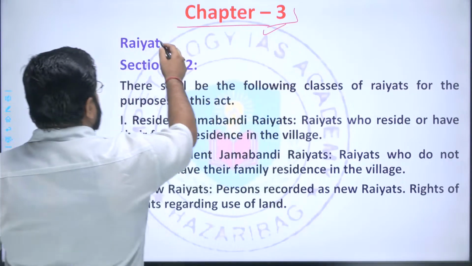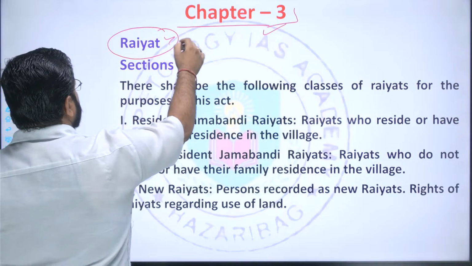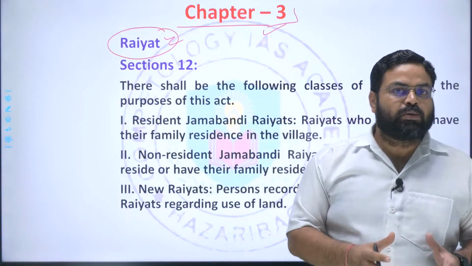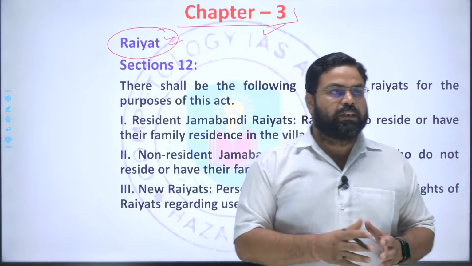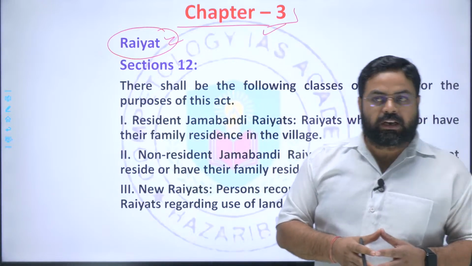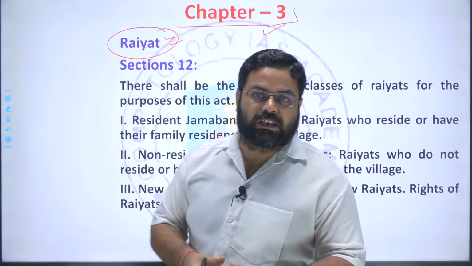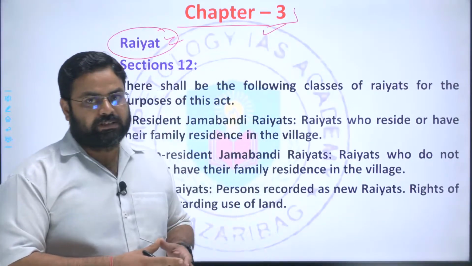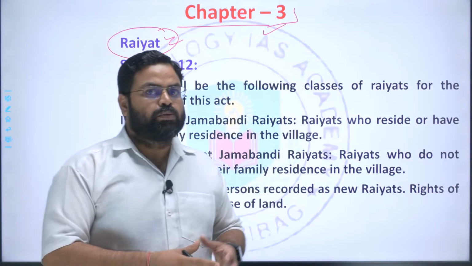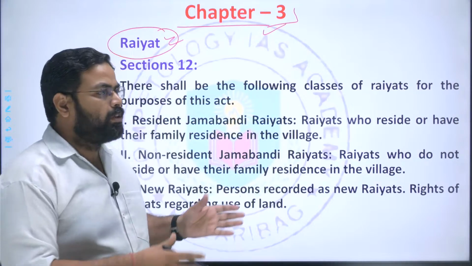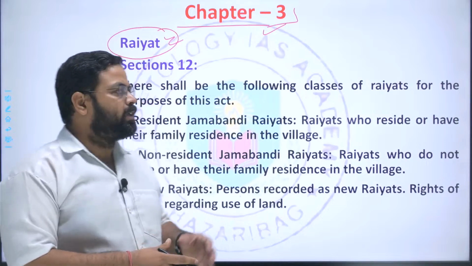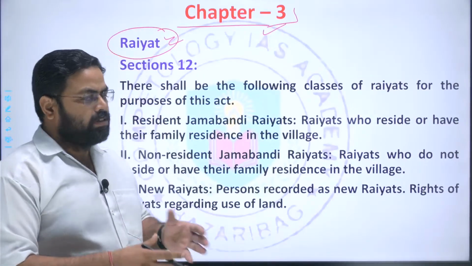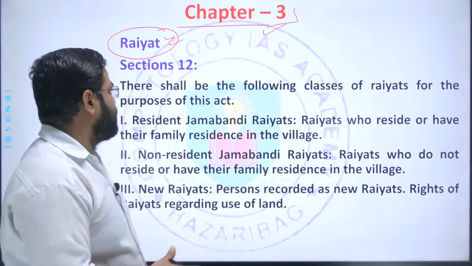Here Chapter 3 is related to the raiyats, those landholders, those people who hold the land on tenancy as tenure holders. They are entitled to cultivate their land, but they have to pay the taxes, the land revenue, to the landlord, to the government, whoever is working as a landlord, whether he is a village headman, mul raiyat, landlord, or some kind of government official, whatever it is.